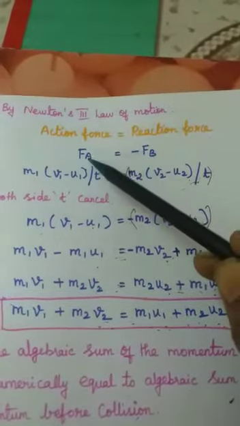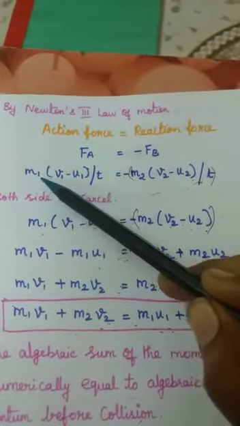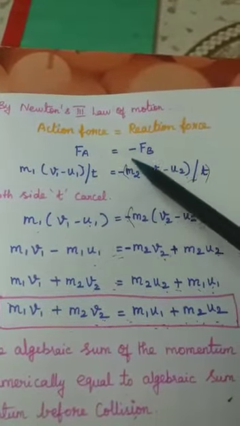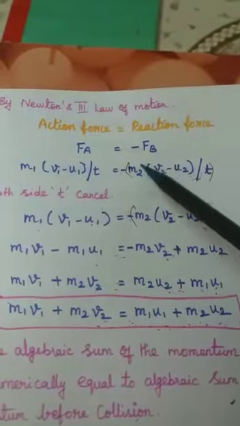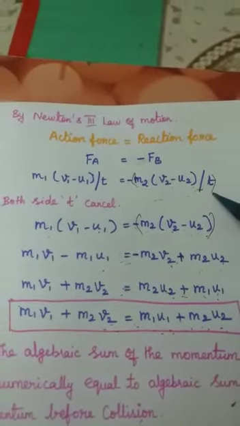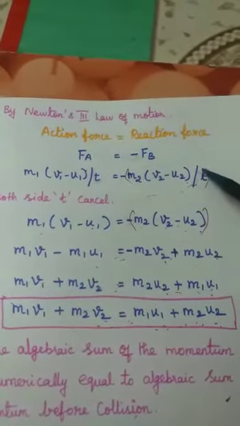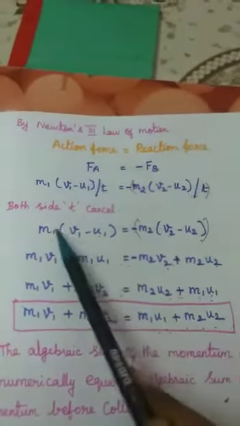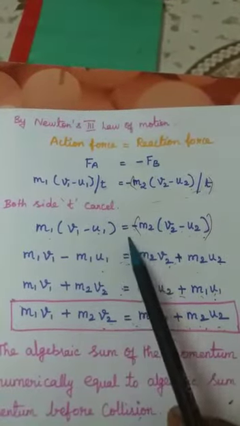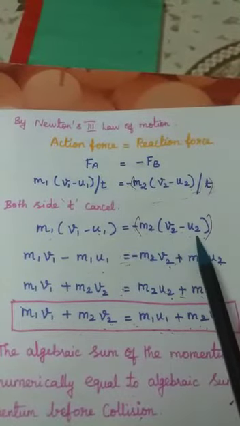Now we apply the values of F_A and F_B. F_A is m1 (v1 minus u1) divided by t, which is equal to minus F_B, that is m2 (v2 minus u2) divided by t. On both sides t is common, so we cancel this t. Now we get the equation m1 (v1 minus u1) is equal to minus m2 (v2 minus u2).